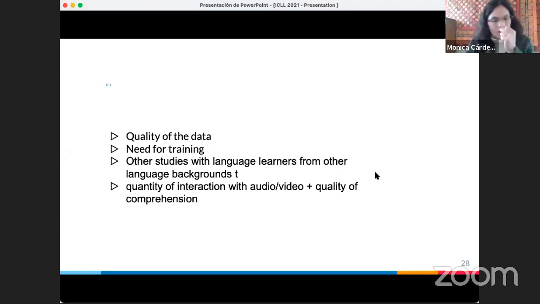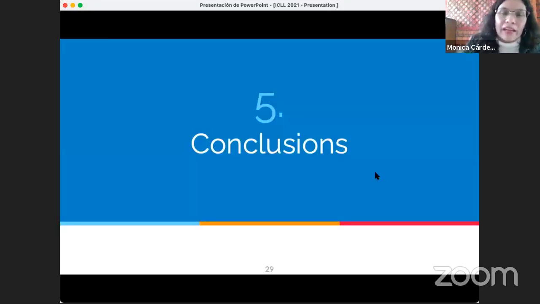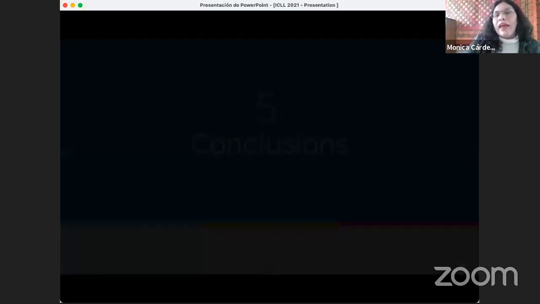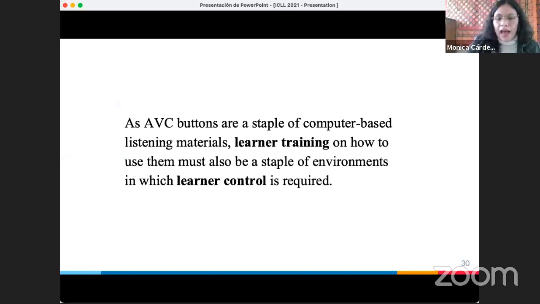Next, Natalia. As a final reflection, rather than a conclusion, we can insist that perhaps as audio control buttons or bars are a staple of computer-based listening materials, learner training on how to use them must be also a staple of environments in which learners are required to make use of that control. Thank you very much.